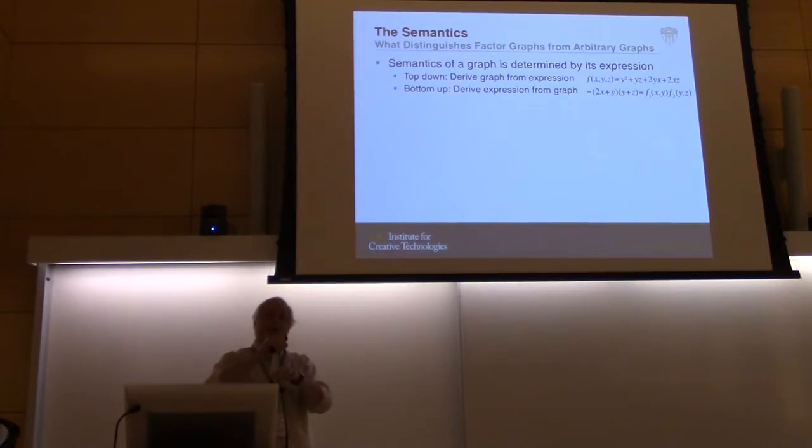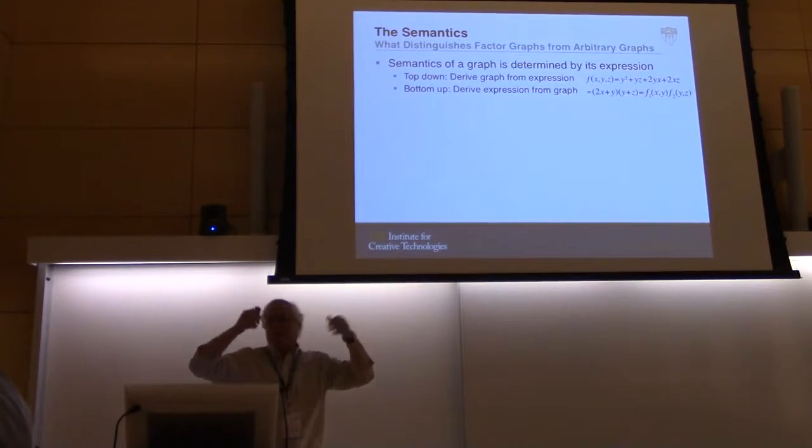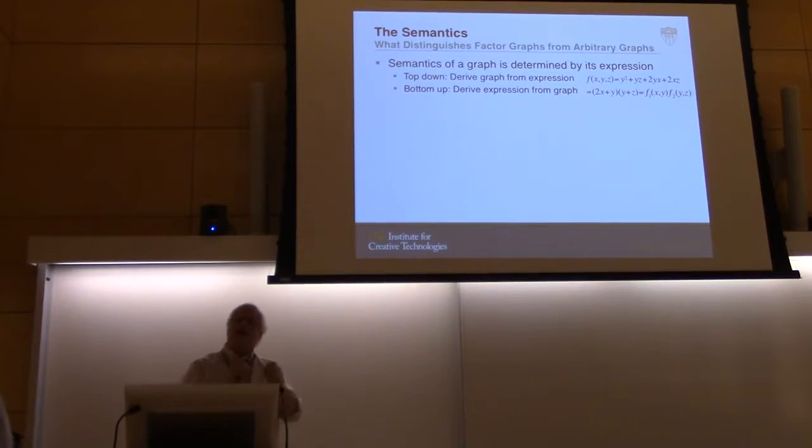Now you can use those semantics top-down or bottom-up. Top-down, like we did, take the expression, decompose it, map it onto a graph. Bottom-up, you build a factor graph according to the rules, and then you can induce what function that computes from it. So you can do this either way, but the important thing is that there's a semantics for the graph, which is separate from the graph itself.